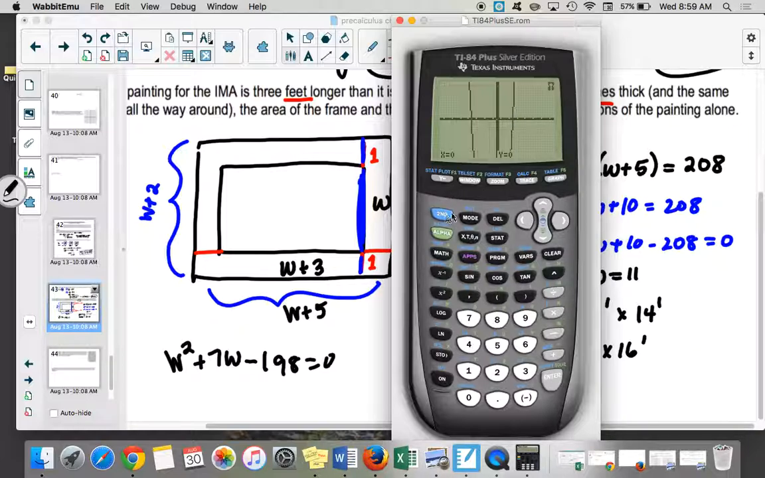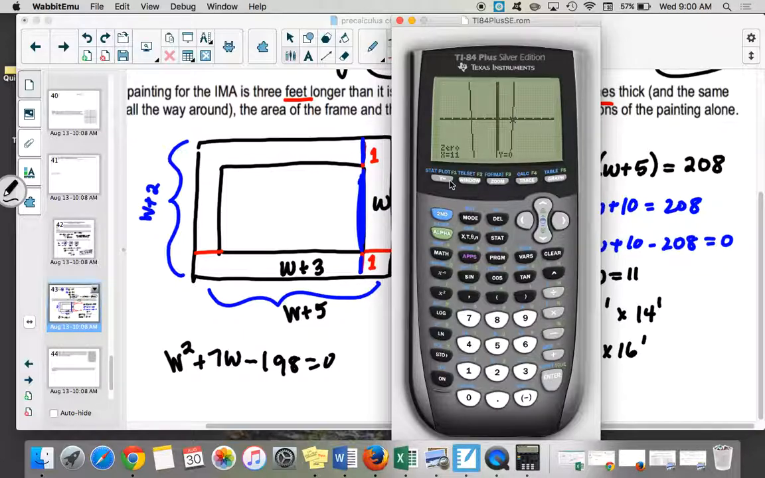If I was finding that intersection point with the x-axis, that's called a zero. So I do second trace, zero. I'd get on the left side of it. Have you guys all done this before? I think you have done it before. I'd get on the left side of it, then the right side of it, and then get as close as possible to it and hit enter. So it says 11, 0.